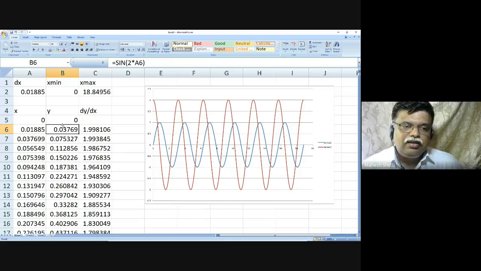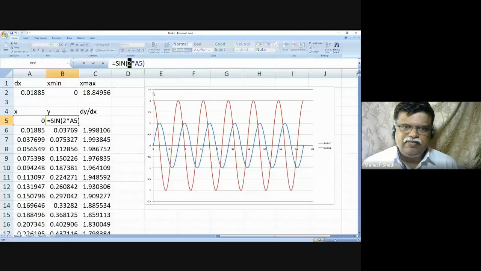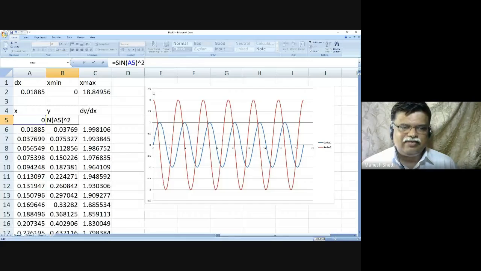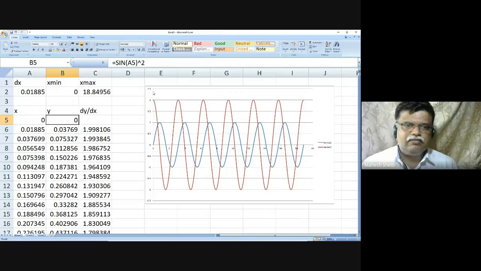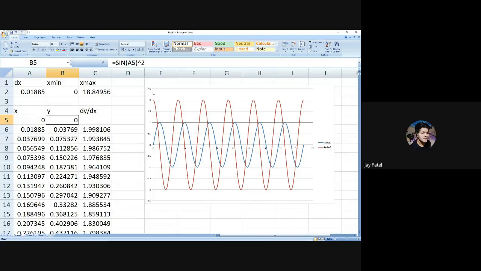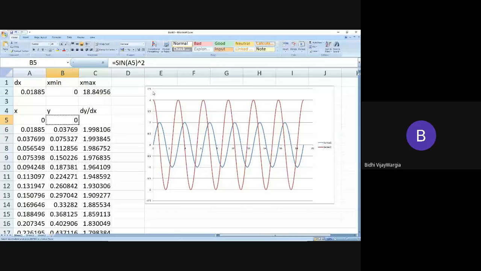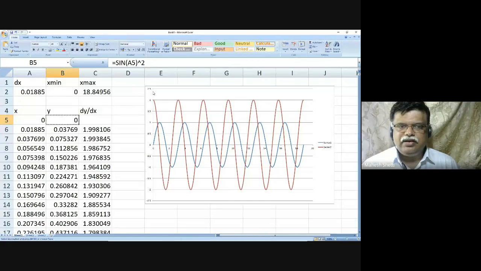Okay. Similarly, you can play with this. Suppose instead of sine x, if I take sine square x, what will be the derivative of sine square x? Quick guess. What is the derivative of sine square x? Which is basically sine x square. 2 sin x cos x, right? Yes, 2 sine x cos x.